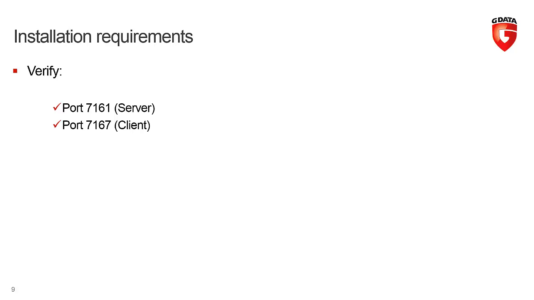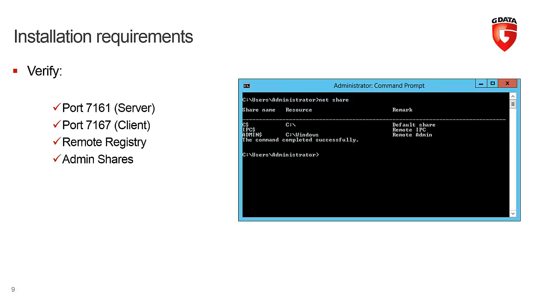Furthermore, the client's remote registry service must be running at least for the time of the installation. Administrative shares must also be available on the clients. $C and admin$ must be present. You can check this using the command line window and issuing the command net share.